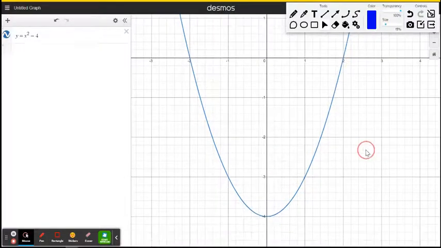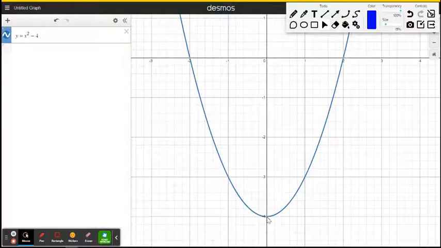So let's talk about these 3 points, okay? So this one is called the vertex, okay? This is the vertex. It is the tip of your graph, okay? And for this problem, it is where 0, -4 is, right? So the 0 is the x value, the -4 is the y value. So the -4 is also known as the minimum of this graph, right? It's the lowest point of the graph, okay?